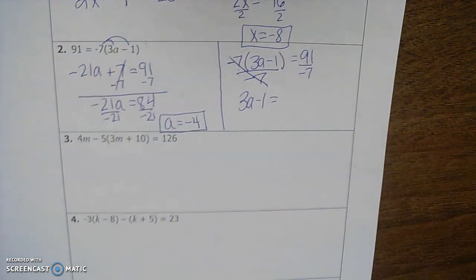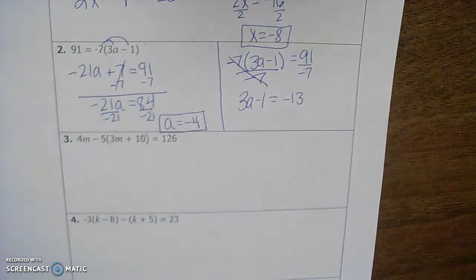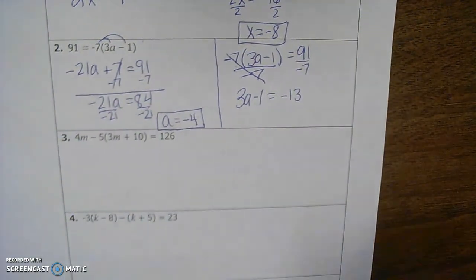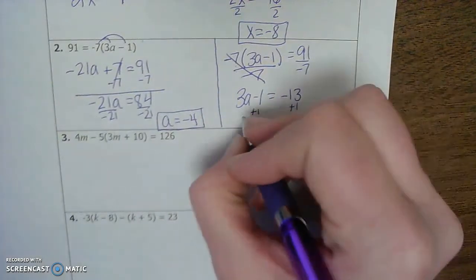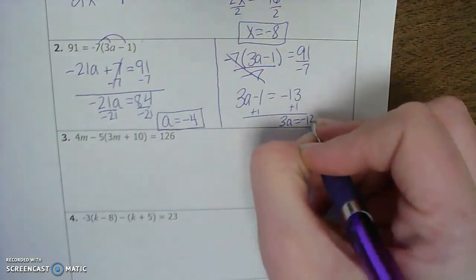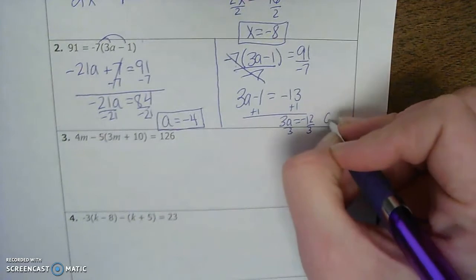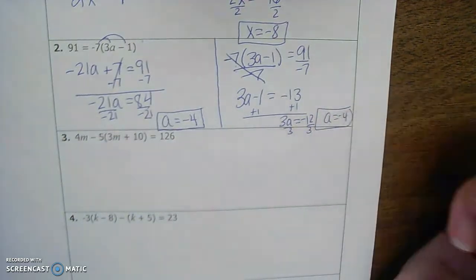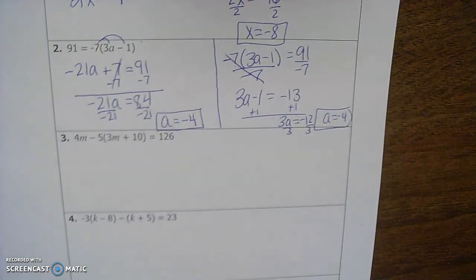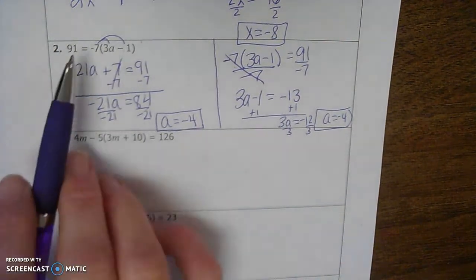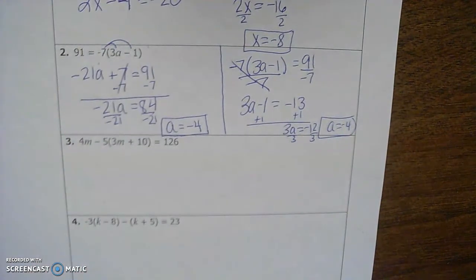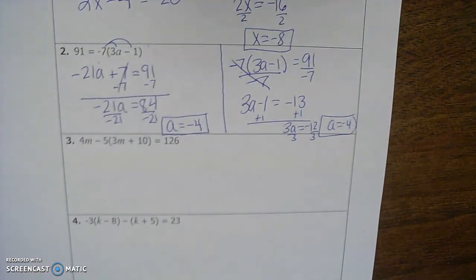So if we do 91 divided by negative 7, we get negative 13. So it's just smaller numbers to work with. So add 1, 3a equals negative 12, divide, and a still equals negative 4. So just another way that you can look at a problem that looks like that, but again, that's only if you have one number and one set of parentheses that it's being multiplied to.